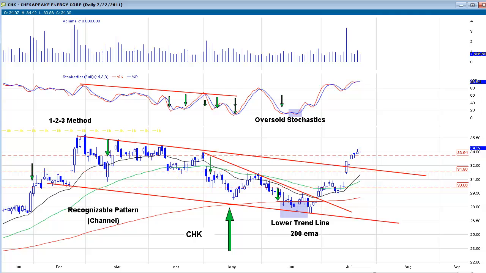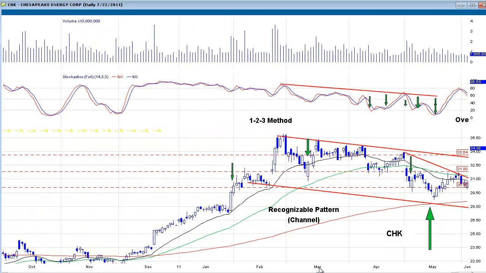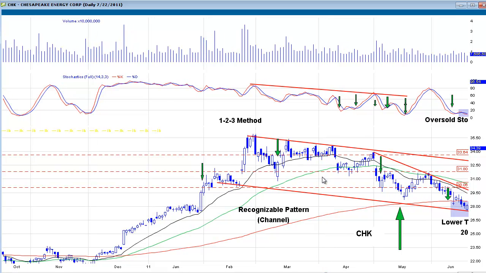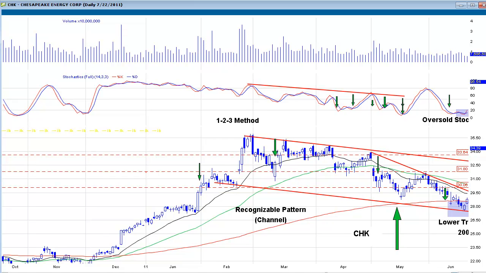Encana was another stock. I was saying, all right, great channel, and I was able to recognize that channel basically right around here. I'm drawing this in here and saying, all right, we've got a trend line set up here, and then you're going to look for the oversold stochastics and everything lining up. But even better, then we start looking at the other stocks in the sector.